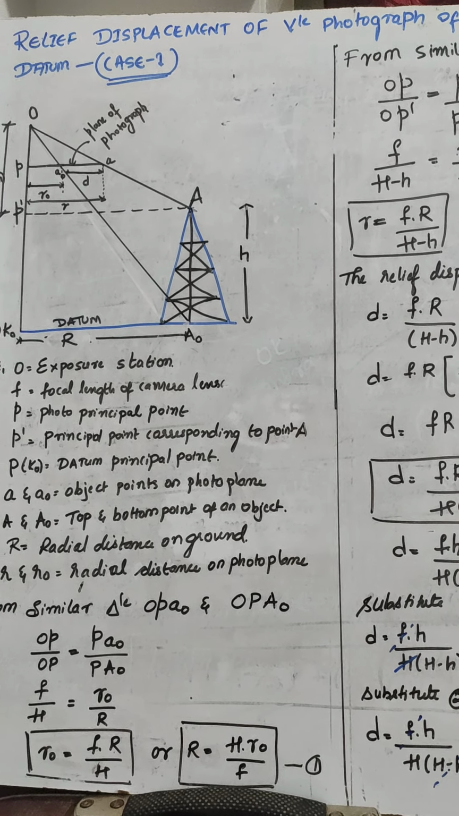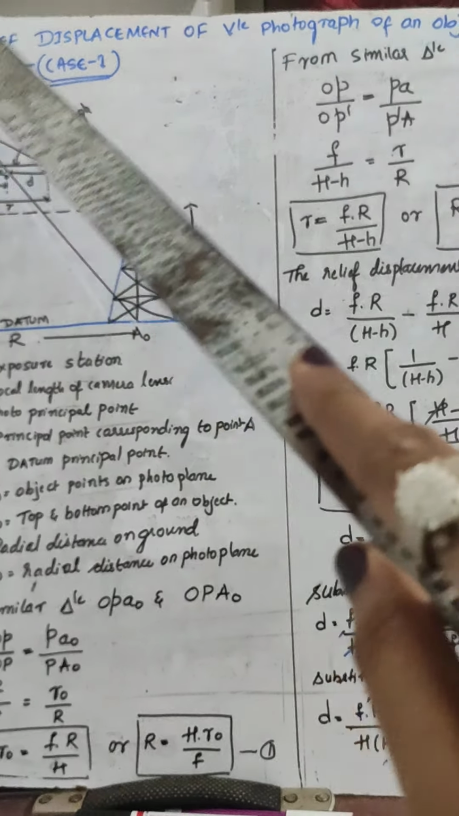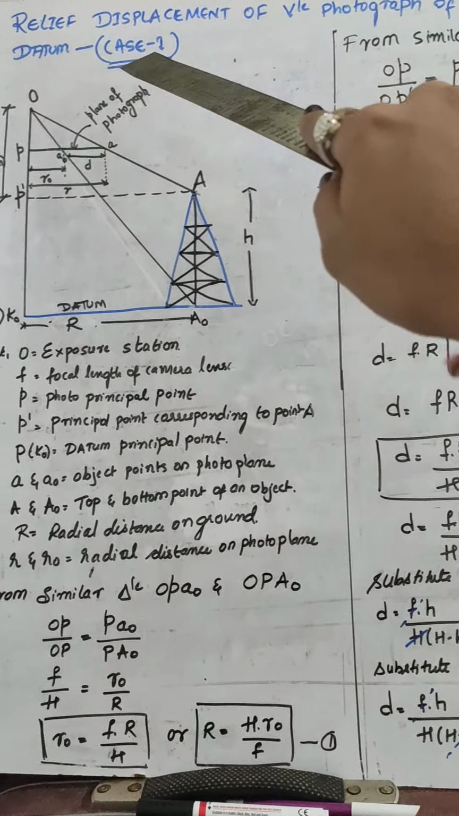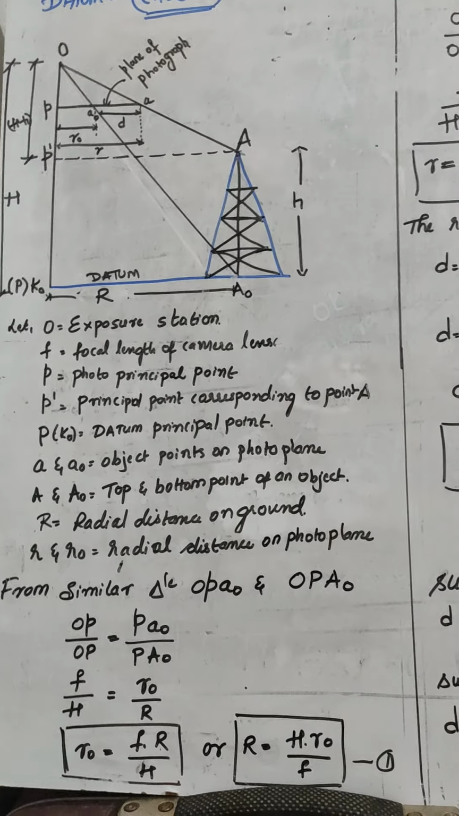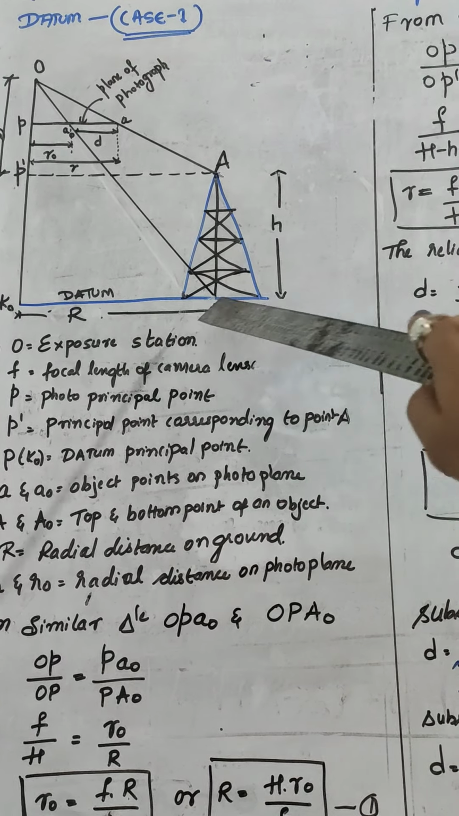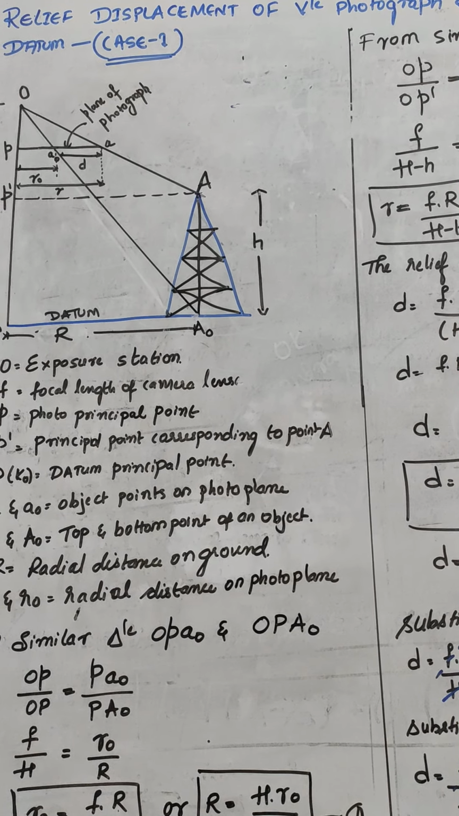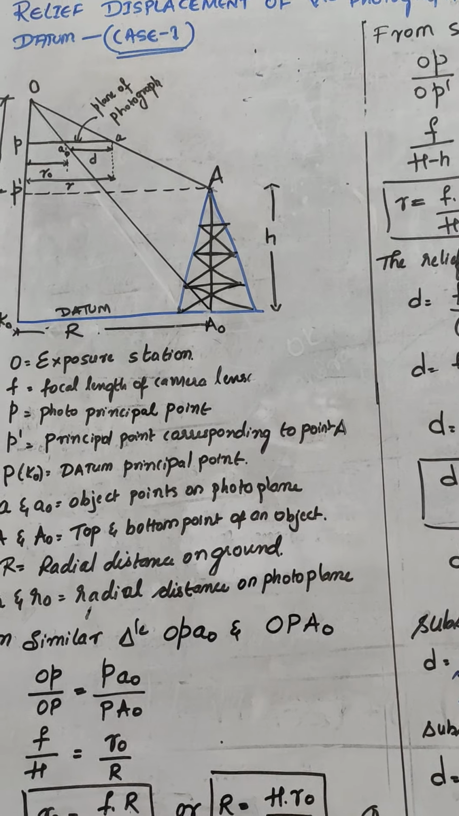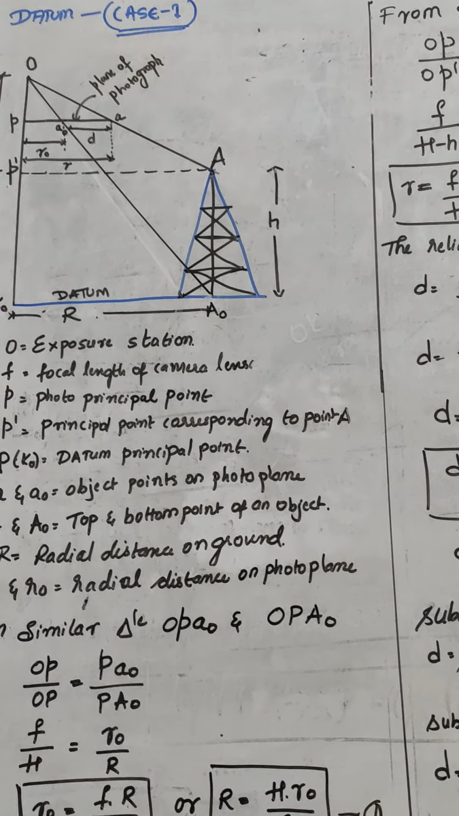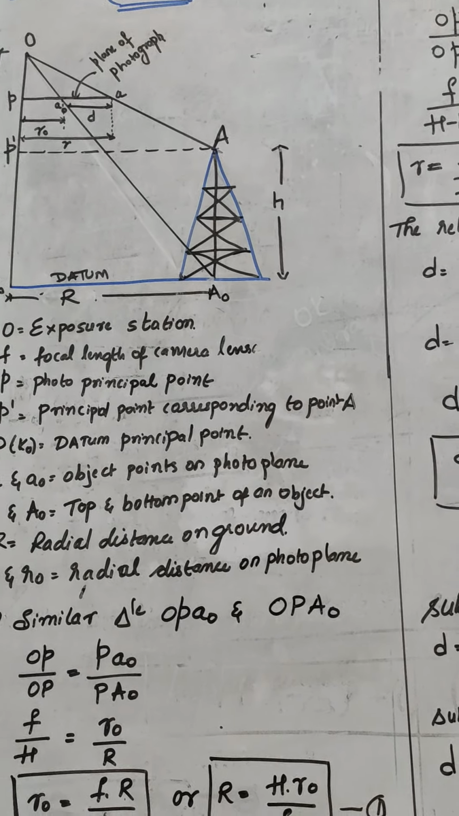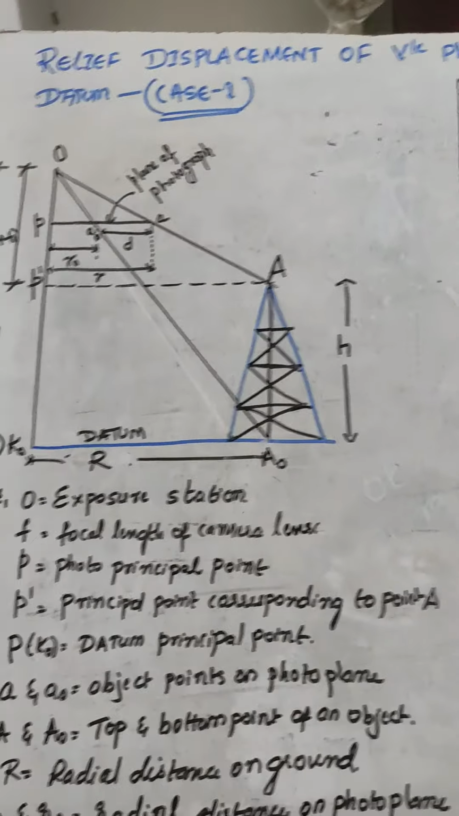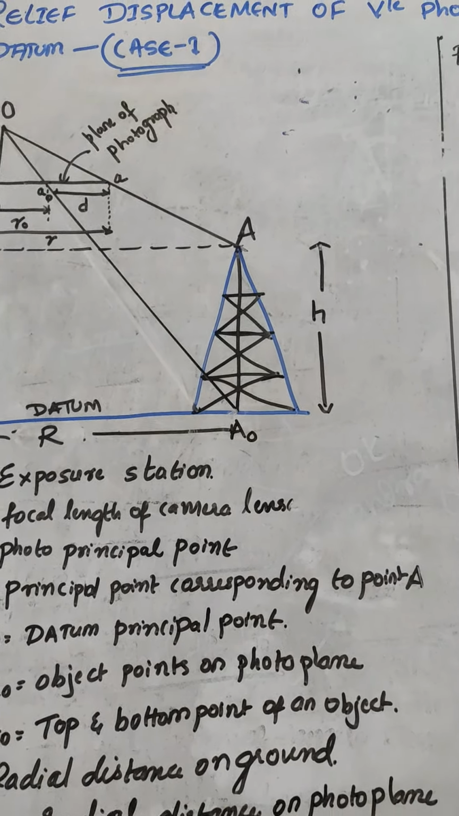This is one of the derivations, that is, relief displacement of a vertical photograph of an object resting on the datum. See, there are two cases. One case is the object resting on the datum line, and there is one more case, case 2, where the object is resting on the ground at a distance h from the datum line. So before going to this derivation, let us first understand what this relief displacement means.